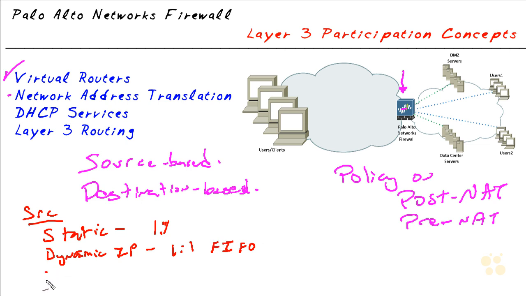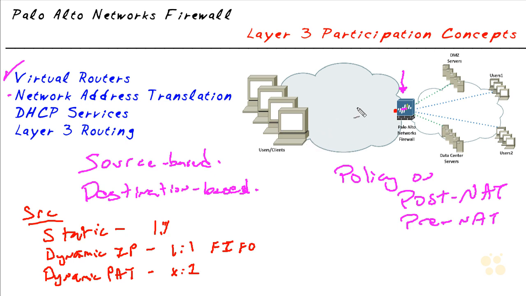And then I also have dynamic PAT, which is port address translation. For right now, we'll just call it an X to 1. It could be an X to Y because I could have more than one IP here, but generally speaking, everybody gets translated to one address. With dynamic PAT, I can actually use the interface address of the firewall as where it gets translated to. So I do have some options in there.